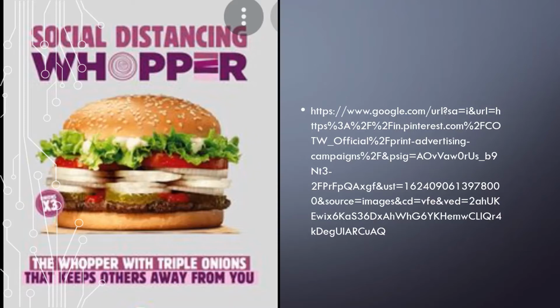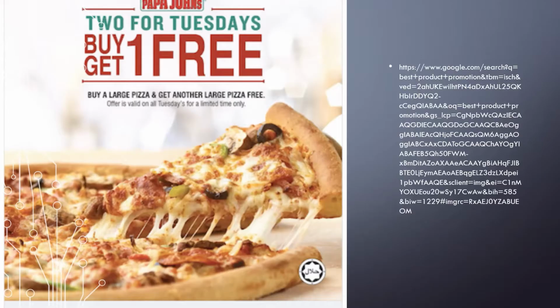If you notice, on the right side, you will find the source of the picture. This is to encourage and remind everyone that if you are using any source, whether online or books or any reference material, you are supposed to cite your source. The second one is Papa John's 2 for Tuesdays, or buy one get one free pizza. Again, the source is found on the right side of the picture.